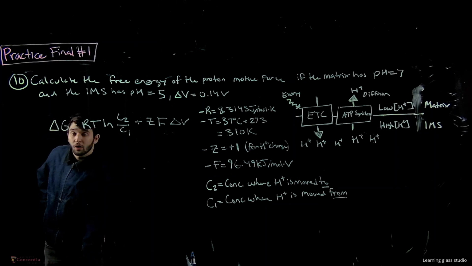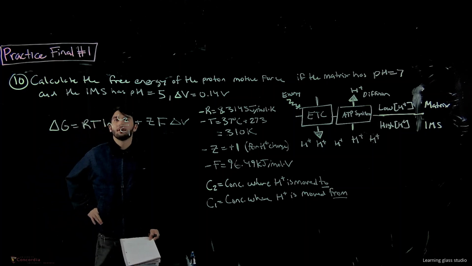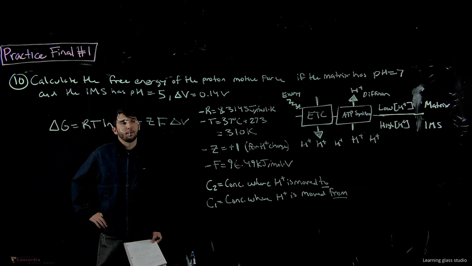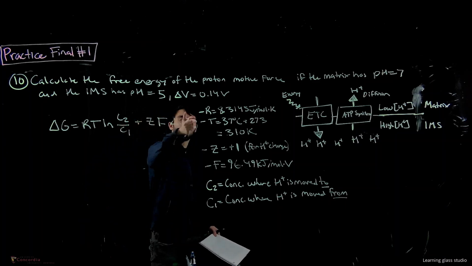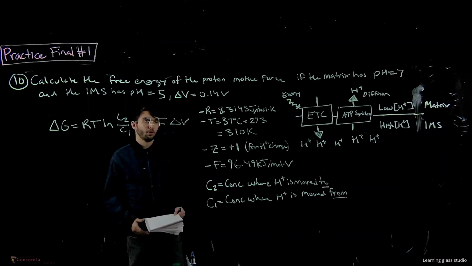All right, question 10, we have a math problem. Calculate the free energy of the proton motive force if the matrix has pH equals 7 and the intermembrane space has pH equals 5, and the voltage difference is 0.14 volts.